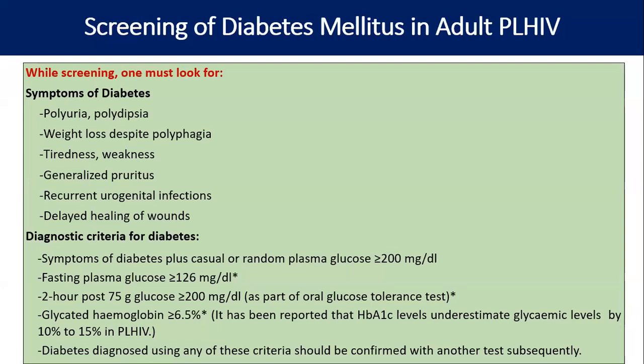And diabetes diagnosed using any of these criteria should be confirmed with another test subsequently. Say, for example, we found in a case of PLHIV, the glycosylated hemoglobin is 8%. Now, this shows the patient is having diabetes, but we need to confirm it with either fasting blood glucose level or 2-hour PP blood sugar level.